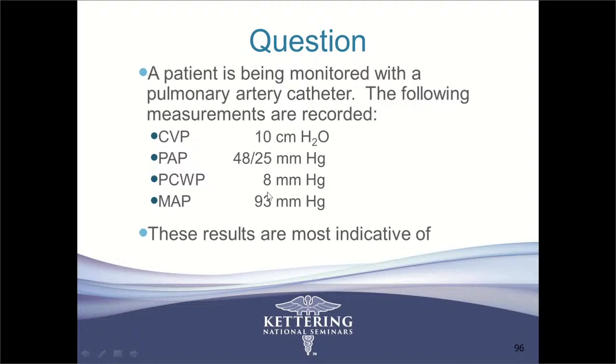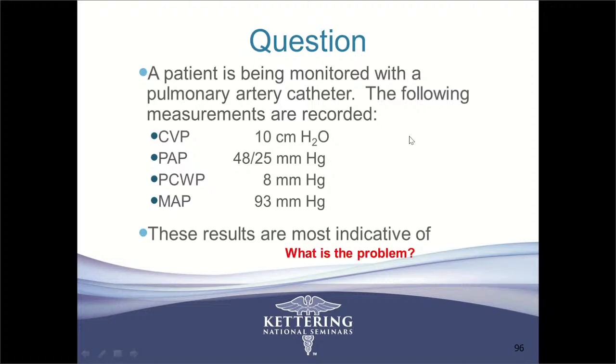My wedge pressure should be what? 4 to 12, so that's okay. And then my mean arterial pressure should be around 90, so that's okay. So where's the double arrow? Right here with my pulmonary artery. So what kind of problem do I have? I've got a lung problem. So what I've got to find is something in the answer that says lung problem. Remember, we gave you all the examples of the lung problems they may ask you.